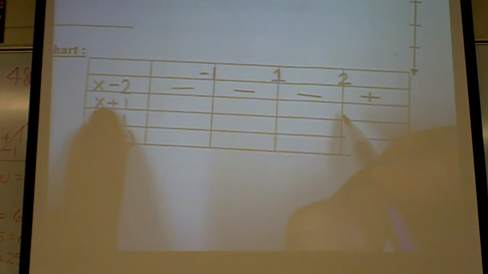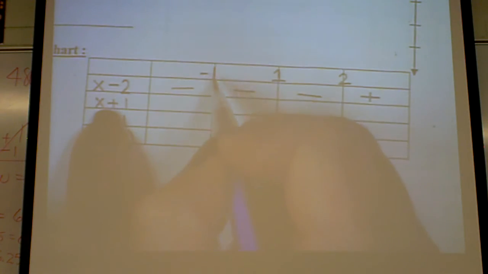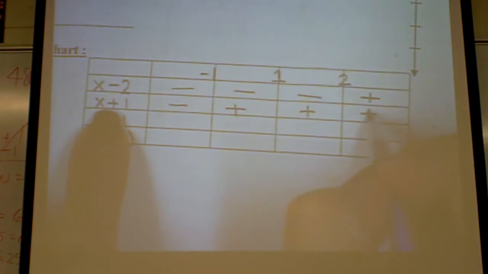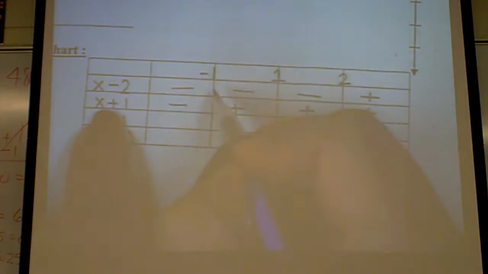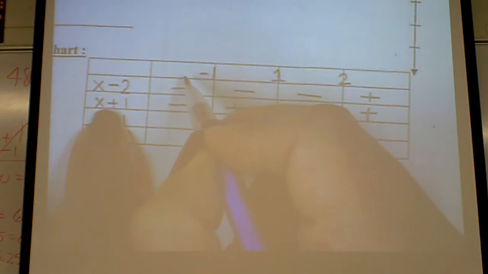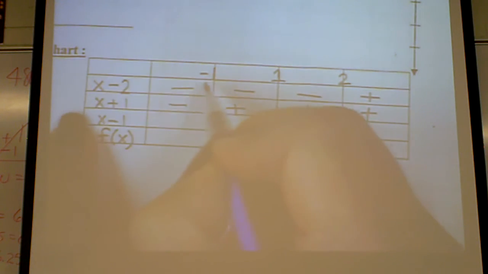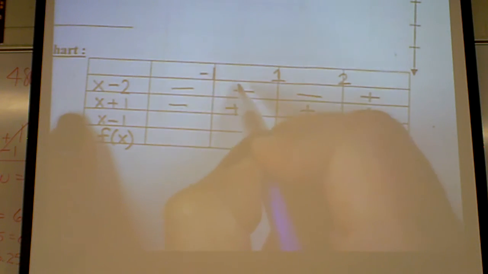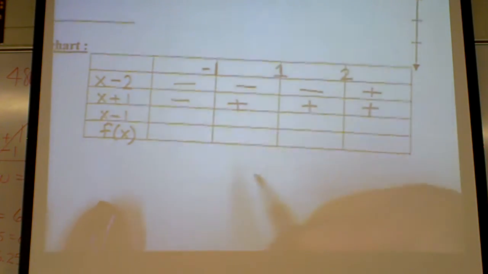How about this one? What's the magic number? -1. So negative, plus, plus, plus. Does everyone know what I'm really doing? I'm picking a number to the left of -1, and if I evaluate it, if I put -2 here, what's a -2 plus 1? It's a negative number. If I picked a number between here and here, like 0, any number you pick in between here and here is going to be positive. Are you with me?